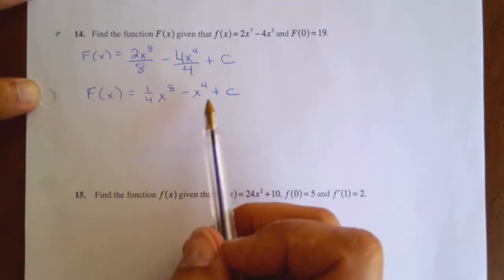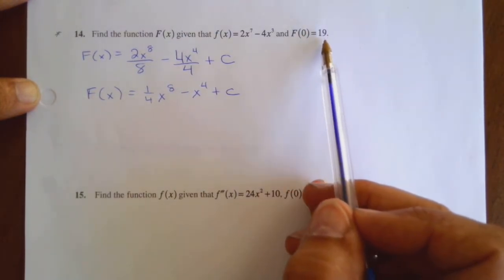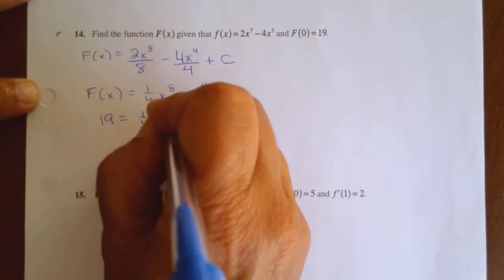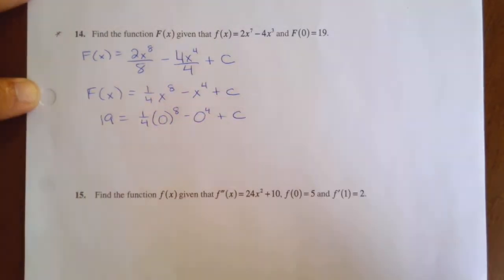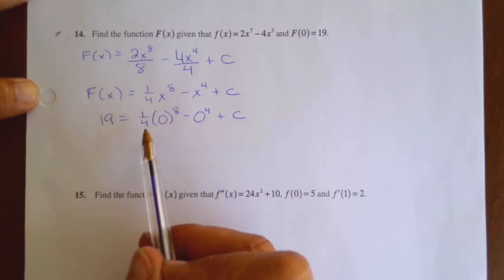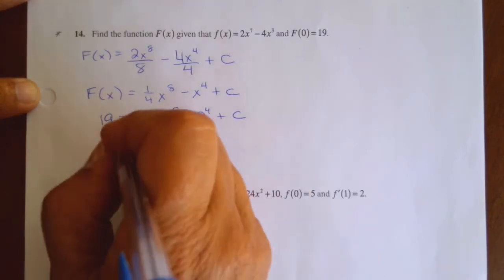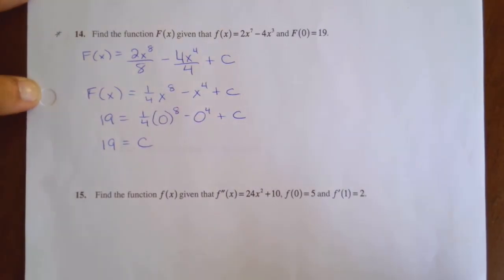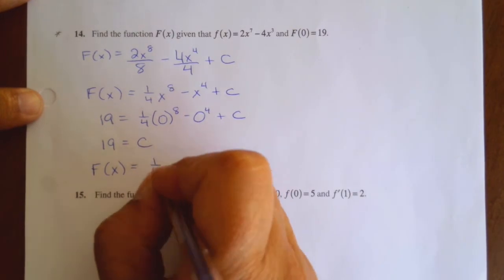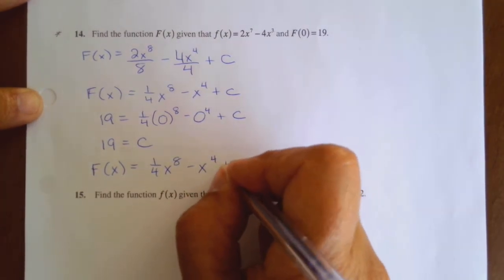All right, so now that we have our antiderivative, we're going to plug in the initial condition. So x is 0, y is 19. So 19 equals 1/4 times 0 to the 8th minus 0 to the 4th plus c. So this one's kind of easy to do because 0 to the 8th is 0, times 1/4 is 0. 0 to the 4th is 0, so all we have on this side is 0 minus 0 plus c, which is c. So c is 19. So our antiderivative, completely known to us now, is 1/4 x to the 8th minus x to the 4th plus 19.